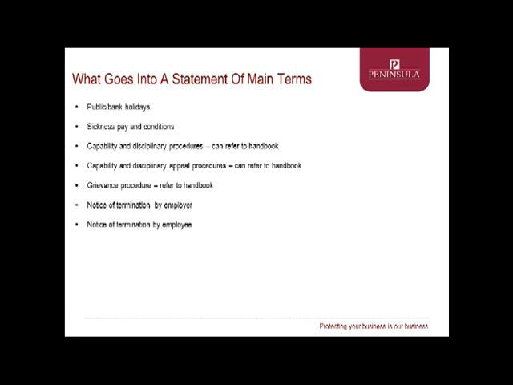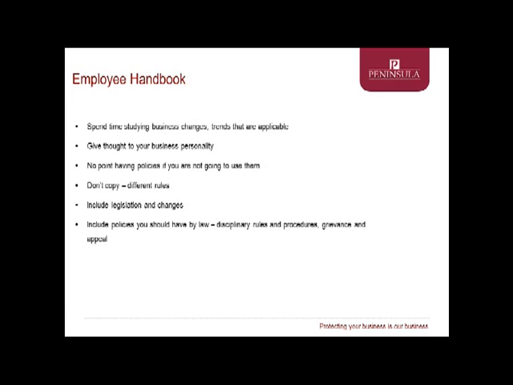So that's what should be in the statement of main terms of employment, and that in itself would be a standard document that you write and fill in as and when. So then we've got the employee handbook.